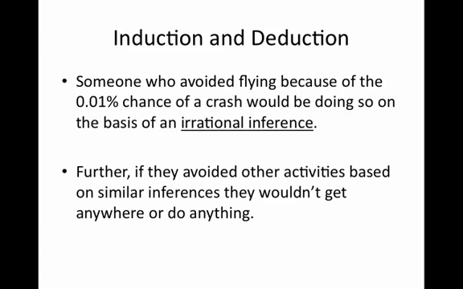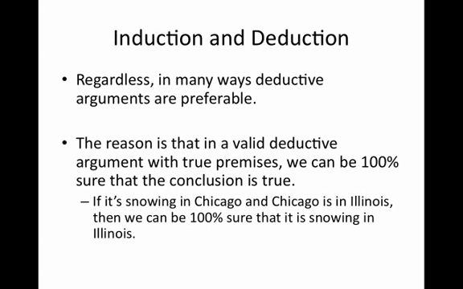So obviously induction, even though it doesn't get a 100% guarantee of the truth of the conclusion from the premises, doesn't mean it's a bad type of reasoning, all right? However, for the next few weeks, we're going to be looking mostly at deduction for several reasons. They're more preferable, especially for a beginner logic class. Because, as I mentioned before, in a valid deductive argument with true premises, we can be 100% sure that the conclusion is true. For example, if it's snowing in Chicago, and Chicago's in Illinois, then we can be 100% sure that it is snowing in Illinois.